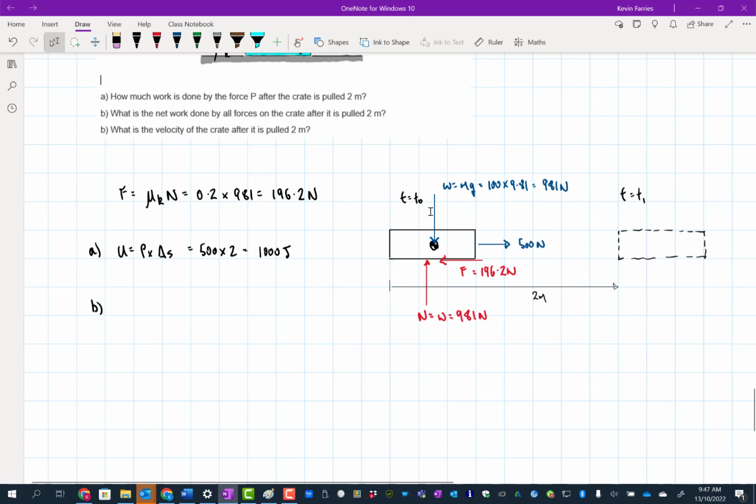The first thing is that you've got gravity acting downwards, but the object does not move in that direction. So gravity is acting downwards, but the object is moving horizontally. So the work done by this force is zero. The displacement in the direction of that force is zero, and so we don't have any work done by that force. Similarly, the normal force is in the vertical direction, but the object is only moving in the horizontal direction.